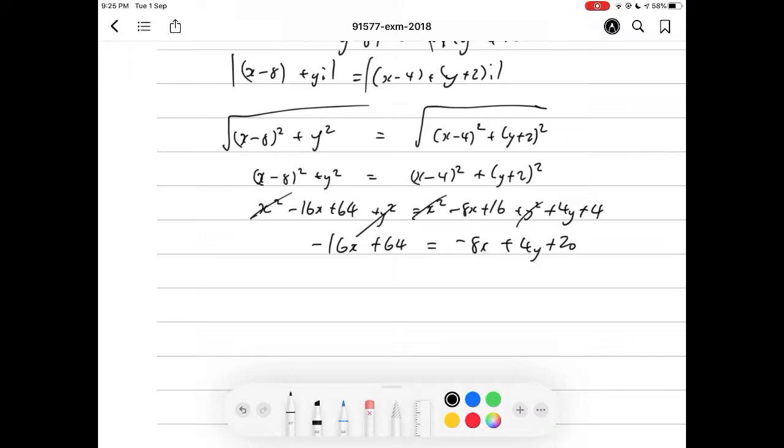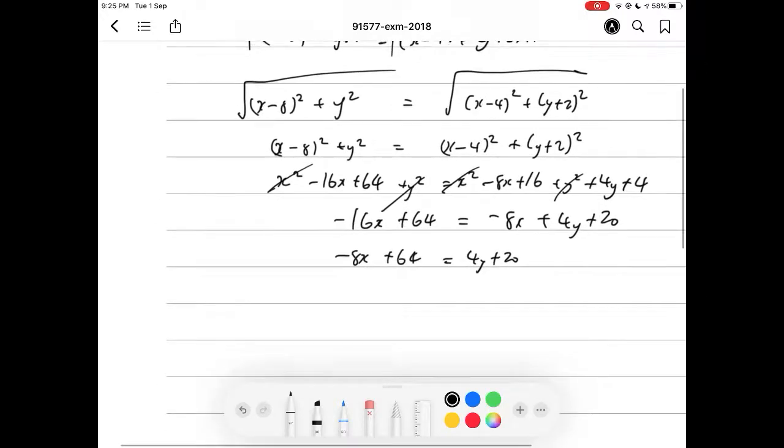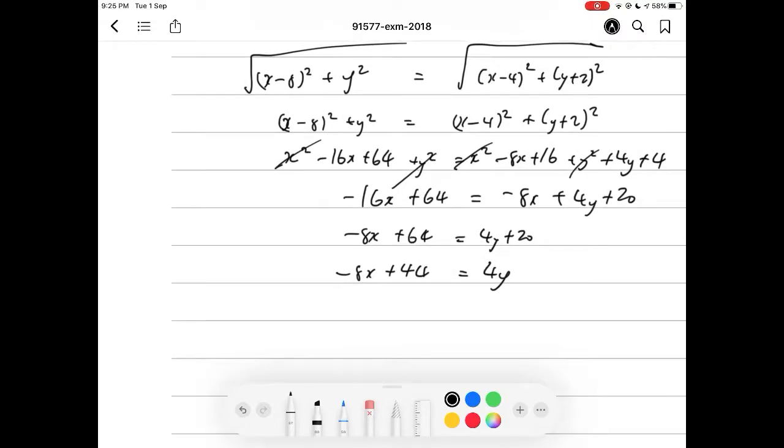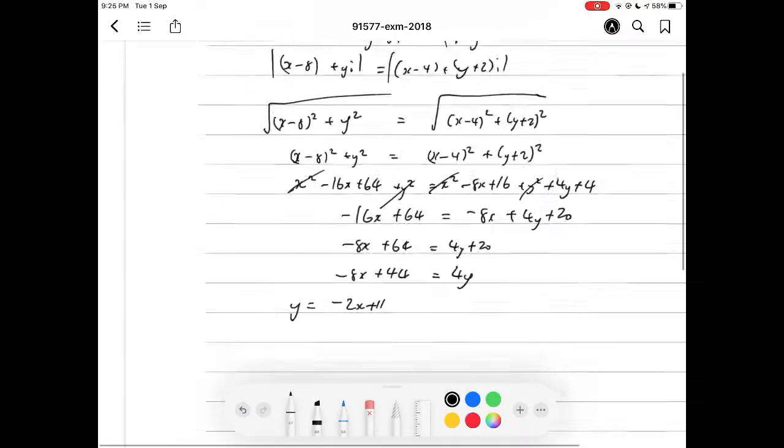Okay, so what we're going to do here, we're going to move the negative 8x to our side. So we have negative 8x on this side plus 64 equals 4y plus 20. Therefore, we're going to move the 20 to the other side. So negative 8x plus 44 equals 4y. Therefore, divide by 4 on both sides. We get negative 2x plus 11 equals y.